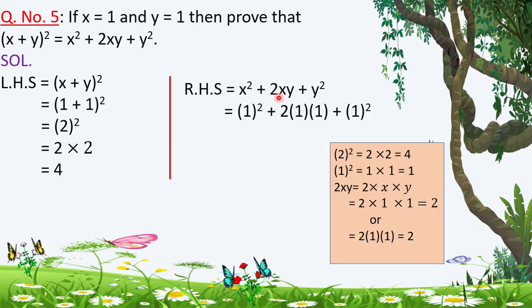Now we'll write plus sign as it is. Students, 2xy can be written as 2 multiplied by x multiplied by y. Now substitute 1 for x and 1 for y in this way. We will get 2 multiplied by 1 multiplied by 1. This expression can be written in this way using brackets and you'll get the same answer. Now insert plus sign as it is and substitute 1 for y. In this way we'll get 1 square.